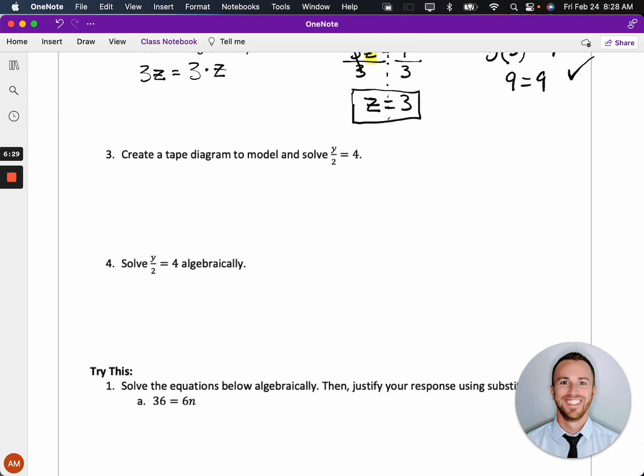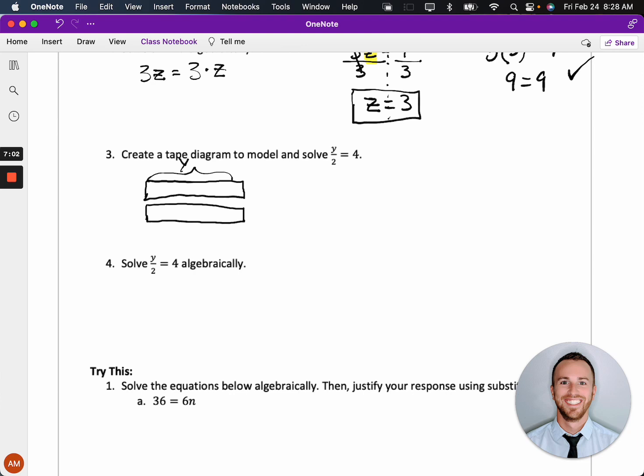So I'm going to draw my 2 boxes to represent my tape diagram here. So I got one box here, I got one box here. Okay. And actually for this one you could probably just draw one box, but anyway. If I'm going to call this one y, this is my whole thing. My whole box is y here.